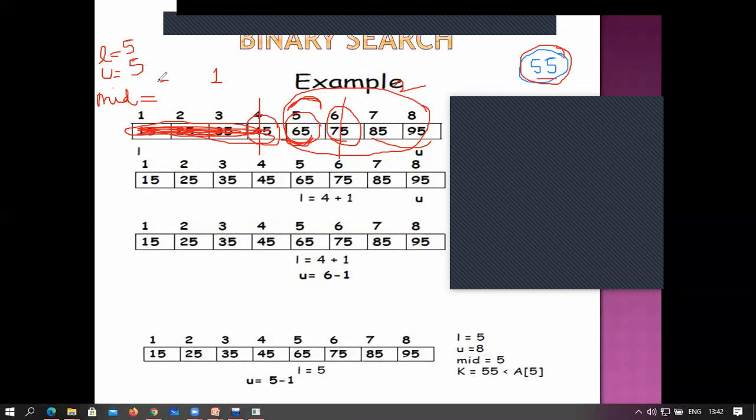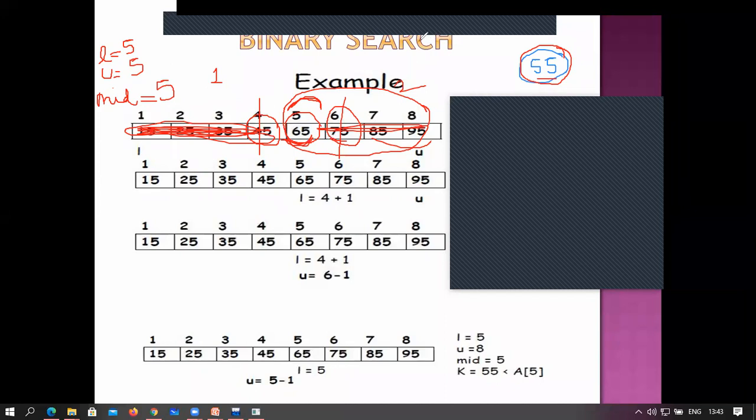What would be the middle value then? 5. Okay, Ajit? Yes, ma'am. 5 plus 5 divided by 2 is 5. Okay. So what is the middle value? 65. Again, you will check. Is 55 equal to 65? No, ma'am. What is 55 compared to 65? Ma'am, lesser. Lesser.